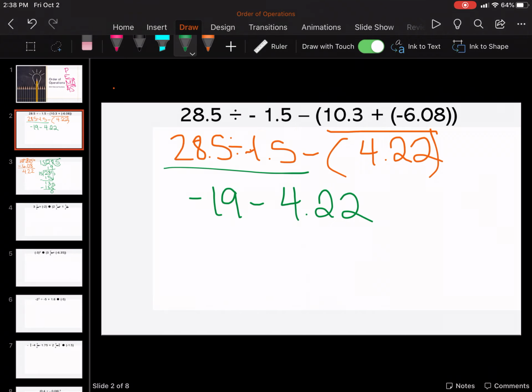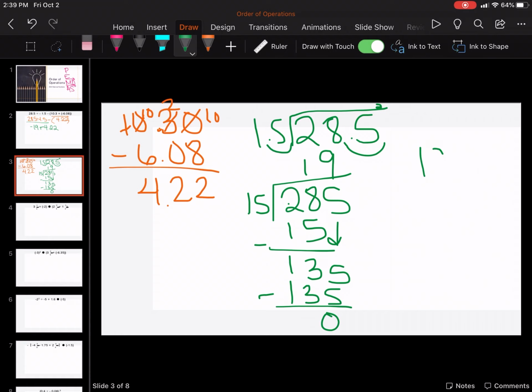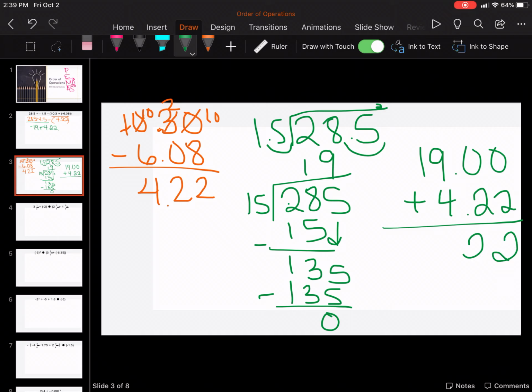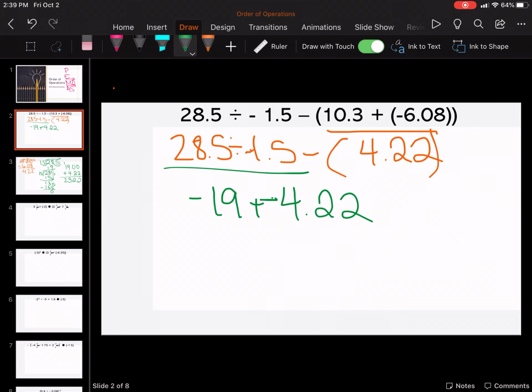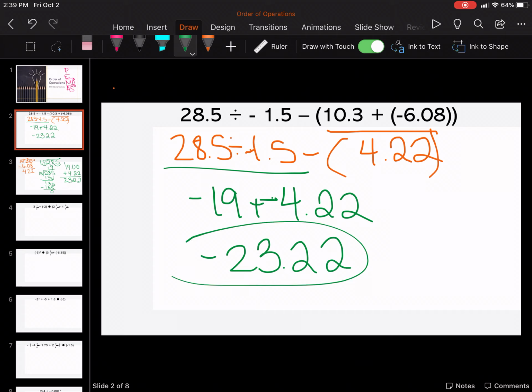Gonna do a little keep, change. Okay, now it's same signs, add and keep. It's gonna be 19 plus 4.22. It's gonna be 2, 2. It's going to be 23.22. Same signs, add and keep. Okay, if you need to pause the video, pause it so you understand, make sure you follow along.